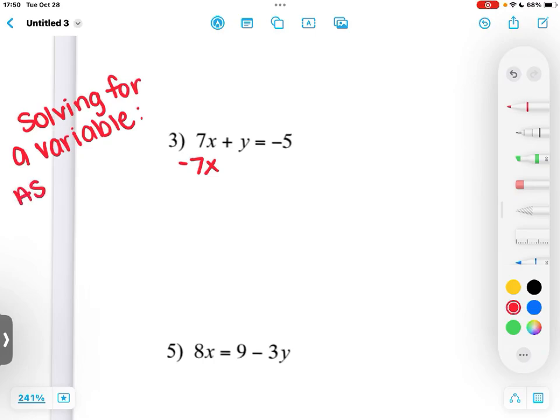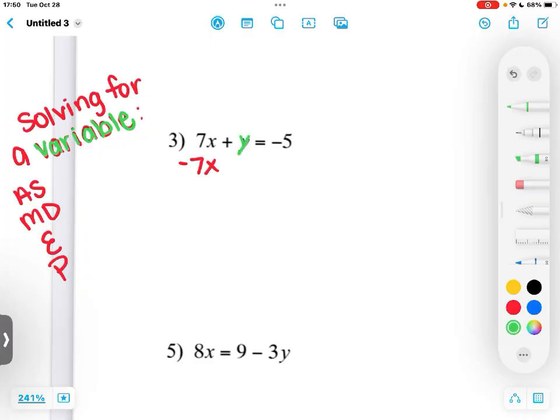We're going to start off with either addition or subtraction. And then we're going to do multiplication or division. Then we deal with our exponents. And then we would touch our parentheses last. When we solve for a variable, we do the opposite of the order of operations.